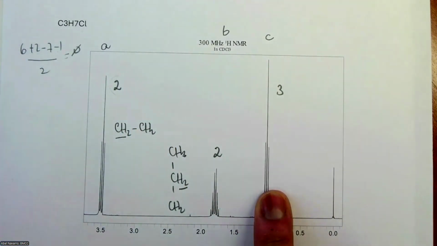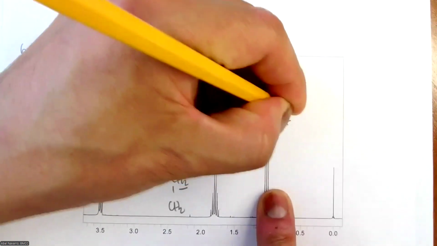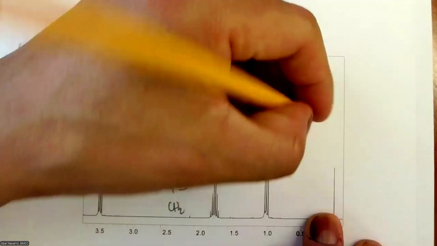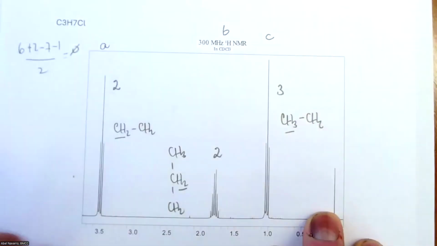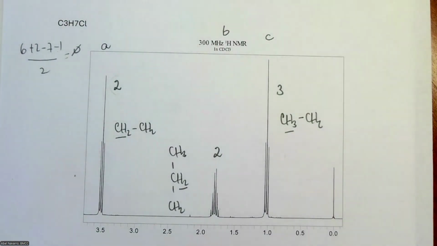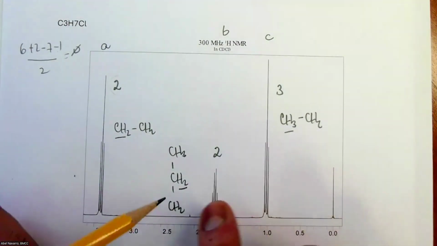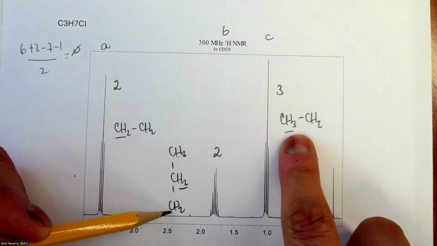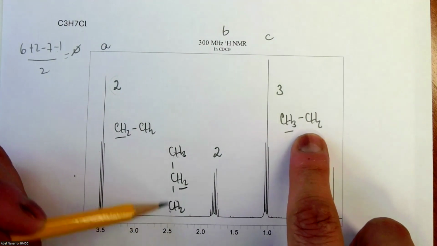And what about this guy? This guy is a CH3. It's a triplet. Triplet minus 1, 2 is the CH3 next to CH2. Okay, I found it. I have all the pieces together. What do you mean the pieces together? It's like this guy is telling me I'm between CH2 and CH3. This is telling me I'm a CH3 next to a CH2.